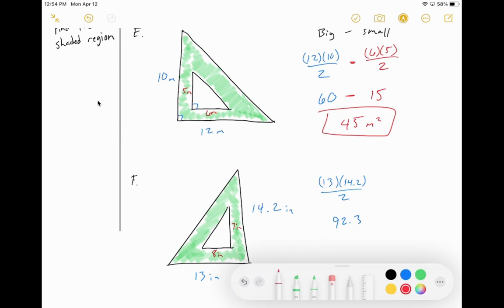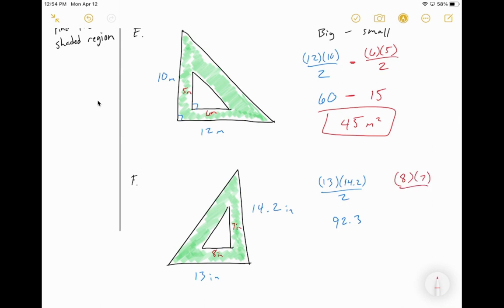How about the small triangle? 8 times 7 divided by 2, which is 28. And then remember, I got to subtract these, right? So 92.3 minus 28 is 64.3. Now, if you got 128.6, you forgot to divide by 2 on your triangles, right?